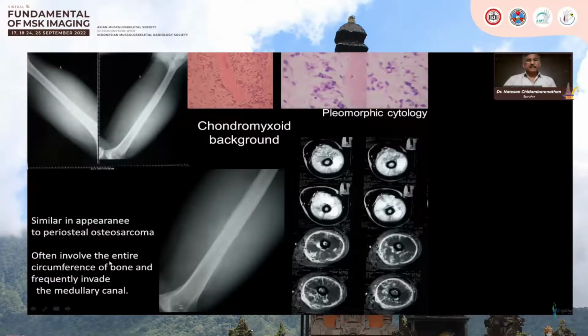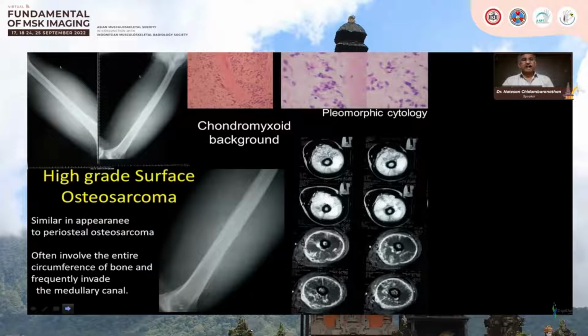Another periosteal type, similar to periosteal osteosarcoma, can occur in the diaphysis location, but only the cortex shows circumferential involvement. This often involves the entire circumference of the cortex. This is the classical appearance of high-grade surface osteosarcoma. This is a pleomorphic cytology with a chondroid mixed background.